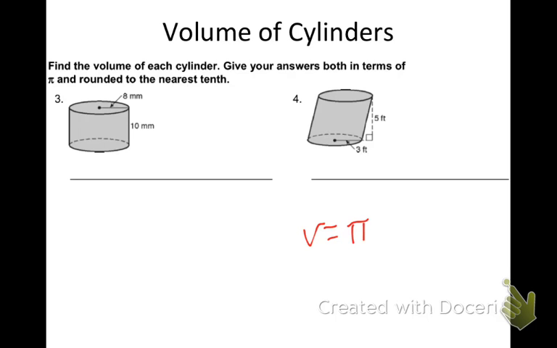So it's pi times 3 squared times 5, right? So what's my volume come out to be, bud? 45 pi feet cubed. Nice job.